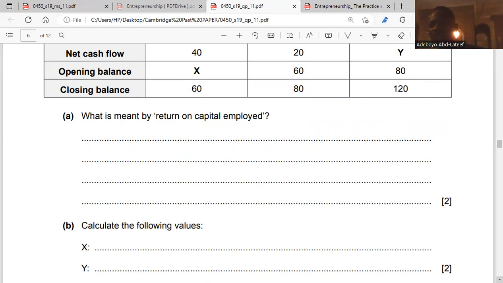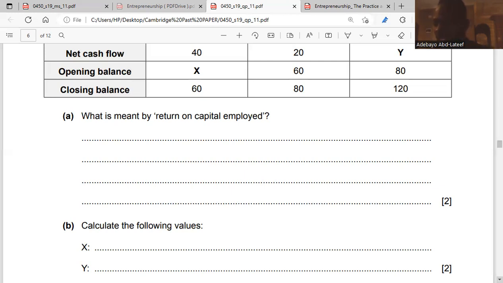So when I talk about return on capital employed, it simply means the measurement of the profits made for each dollar invested. Because we're talking about dollars here. Your return on capital employed is the measurement of the amount of profit you make through the dollars you invested. So the formula is profit divided by capital employed multiplied by 100.